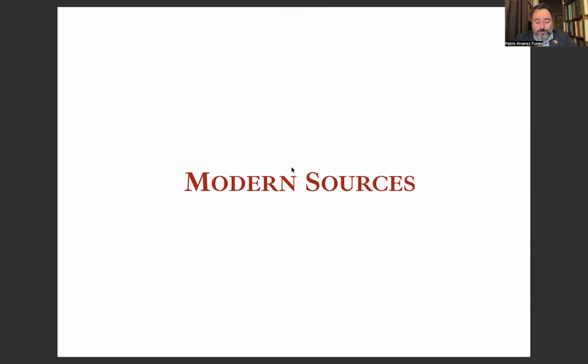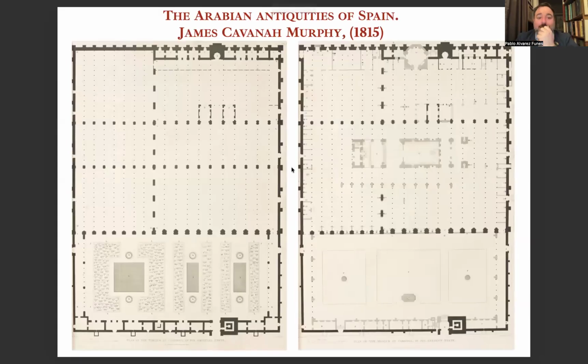So now we're moving towards the modern sources. And I'm bringing one here. I told you that this is what happens when you start thinking about the romantic and you forget about the scientific. So this is 1815. This is James Cavanagh Murphy, a Briton who was traveling during the Napoleonic Wars. And then he does a reconstruction.